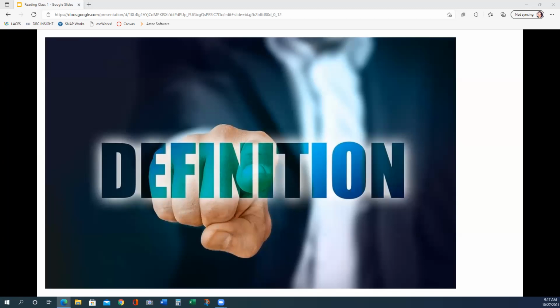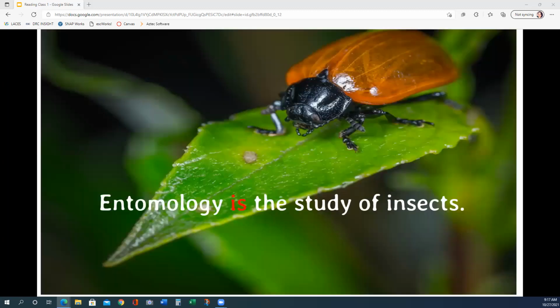Sometimes in writing, you will have the definition written out in the writing for you. For example, entomology is the study of insects. The word "is" in this sentence is an indicator that the writer is about to give us a definition. So we have the word entomology, and the study of insects is the definition. Sometimes the writer will just outright give you a definition in the sentence.